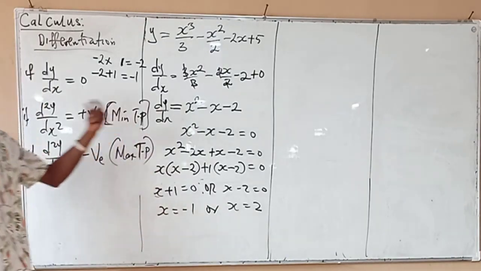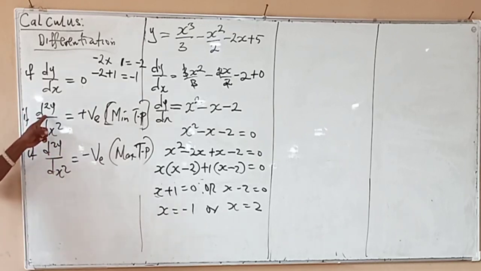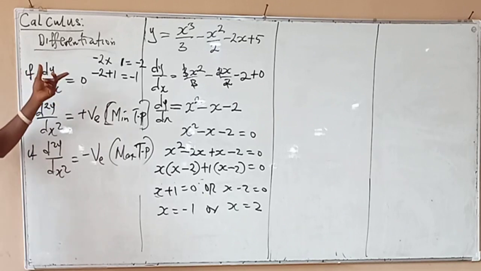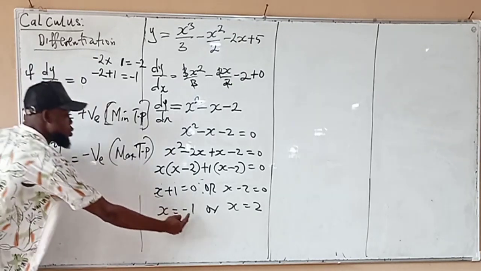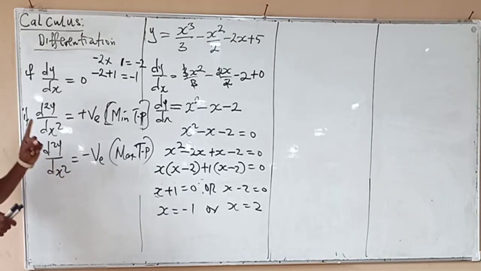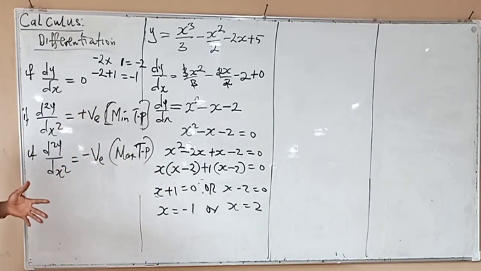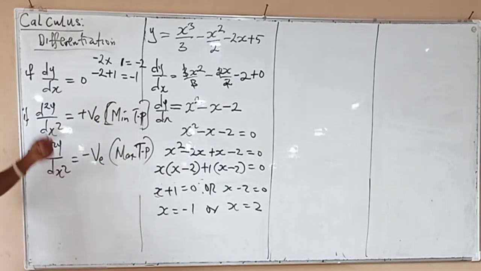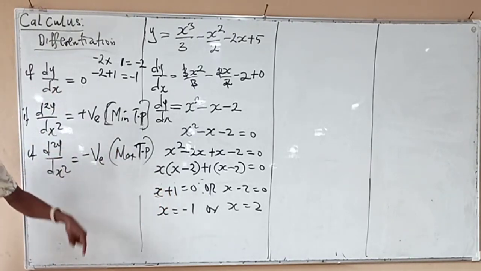Now, which value will give us the maximum? Which one will give us the minimum? To check that, you find the second order derivative, so you differentiate the function again. Then you put in the value and check. If it is less than 0, or negative, that will give us the maximum turning point. If it is positive, that will give us the minimum turning point.